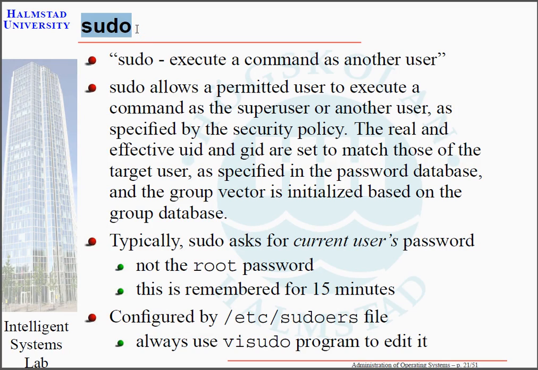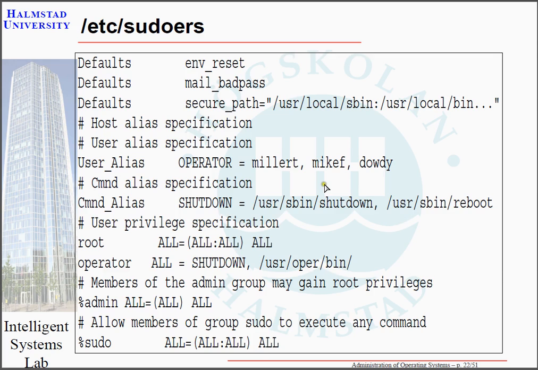You have already used the sudo command in the labs, so I will not go into details. You know that sudo asks for the current user's password, not for the root password. So the idea is that you as system administrator can use sudo to do different things, but also you can give partial permissions to other users to do some of the administration tasks, but not all of them. And you configure it using the sudoers file, which I have shown you before.